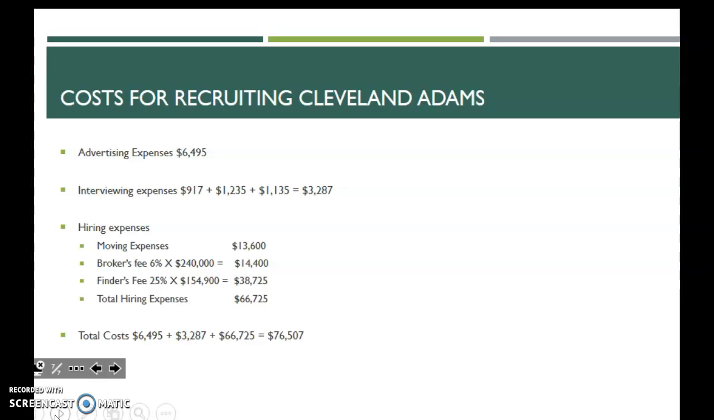The moving expenses of $13,600, the broker's fee of $14,400, that was to sell his house, and the finder's fee for Empire of $38,725, and that was 25% of his first-year salary. So they incurred total hiring expenses of $66,725. So the total costs for recruiting Cleveland Adams added up to a total of $76,507.